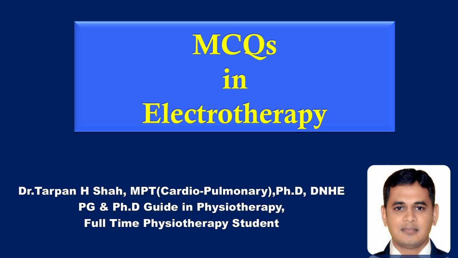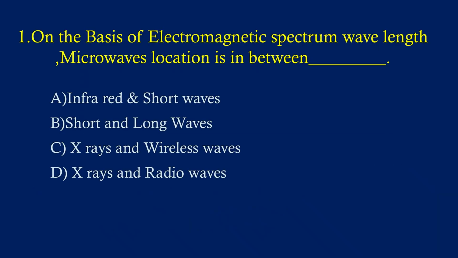So let's begin. Number one, on the basis of electromagnetic spectrum, wavelength, microwaves location is in between A. Infrared and short waves, B. Short and long waves, C. X-rays and wireless waves, D. X-rays and radio waves. Think. So here the correct answer is A. Remember, microwaves fall in the electromagnetic spectrum between the infrared radiation and short waves, and microwave diathermy is commonly used for therapeutic heating in physiotherapy.